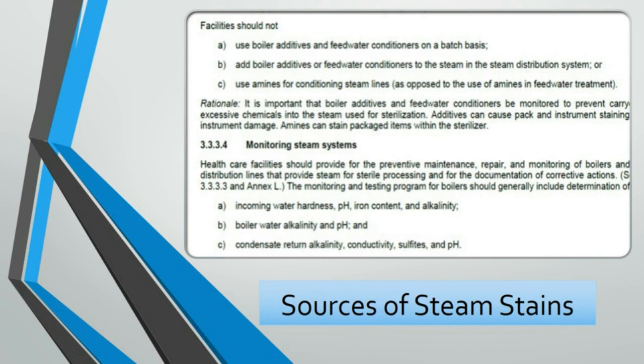There are things that have to be done to boilers to keep the steam in the right balances. So you have to be careful and do that in the right way. Adding boiler additives or feed water conditioners to the steam distribution system, or using amines for conditioned steam lines. Those are things you have to be careful about when you're doing them.